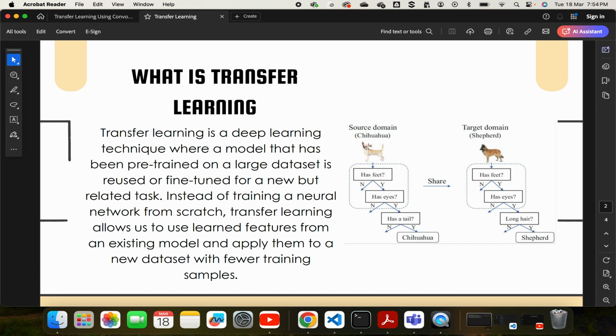So here is an example. This is an animal of a certain kind, and we use a model and train it with this dataset, and use this knowledge to train on a different kind of animal dataset rather than training from scratch.